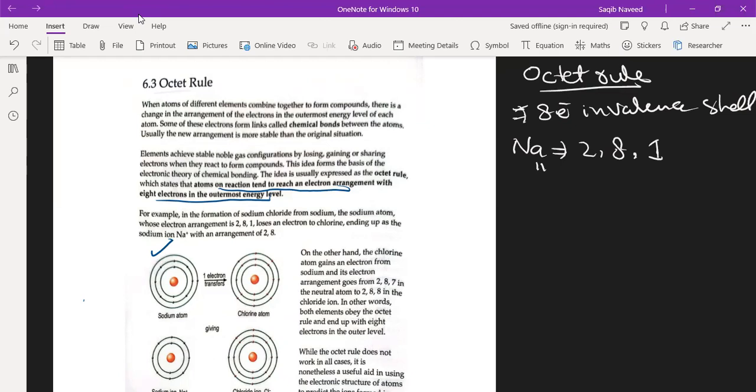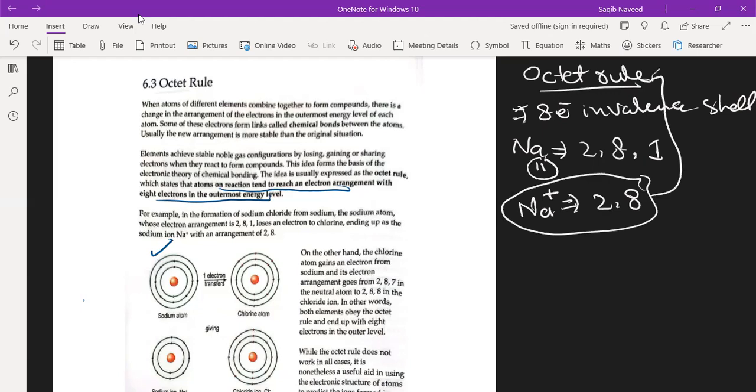So sodium has atomic number 11 and its electronic configuration is 2 in the first shell, 8 in the second shell and 1 in the third shell. So how can it get stable with this electronic configuration? This is possible when sodium loses 1 electron and becomes positively charged. Now why Na+? Na+ is following the octet rule.